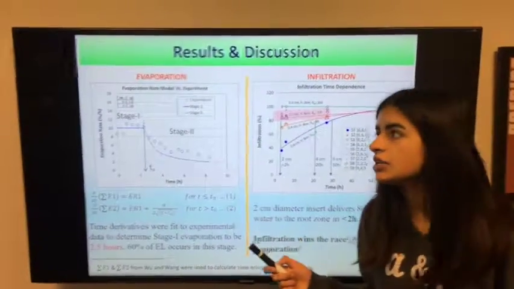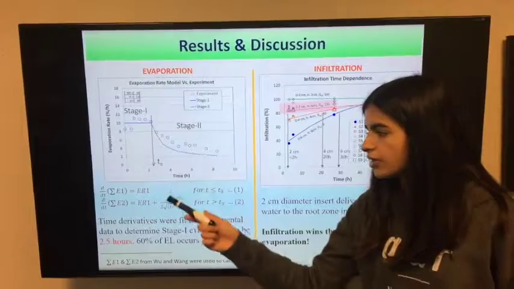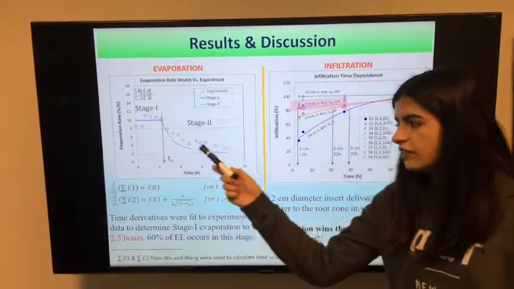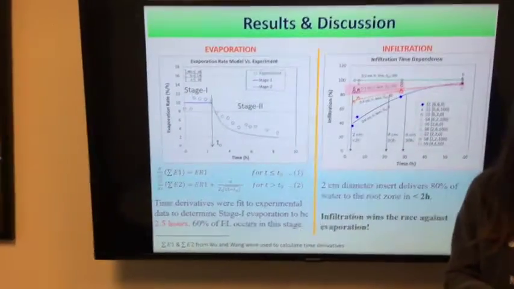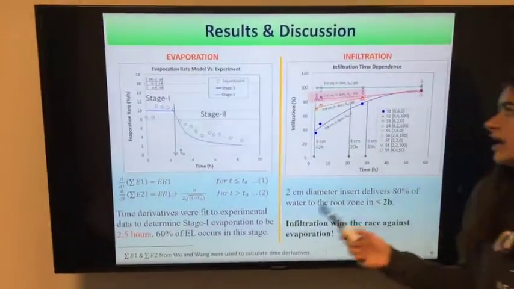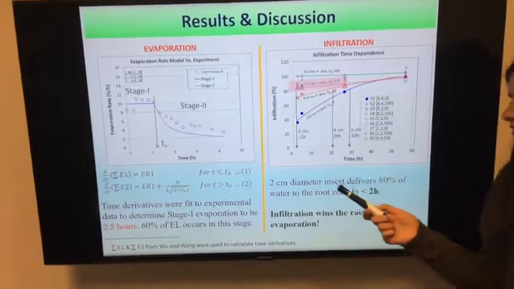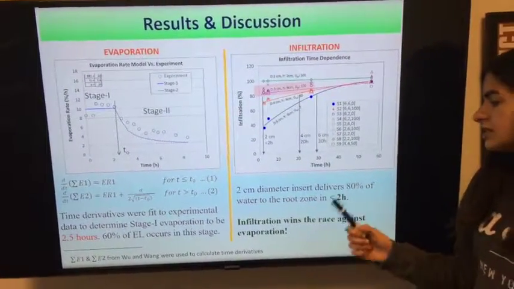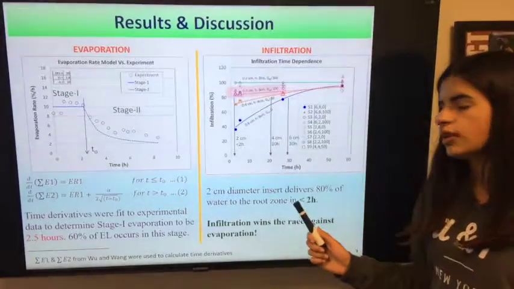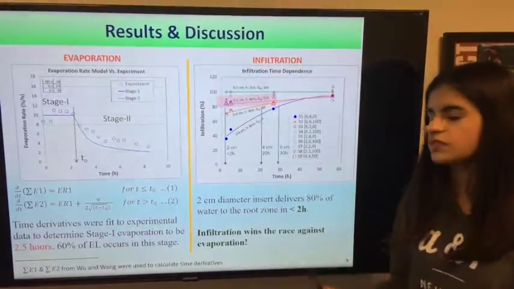For the results and discussion, for the evaporation model, I used these 2 time derivatives and fit them to the data, and I found that in 2.5 hours, 60% evaporation loss occurs. And in the infiltration model, I found that with the 2 centimeter diameter, 80% of the water is delivered to the root zone in less than 2 hours, so infiltration wins the race against evaporation.